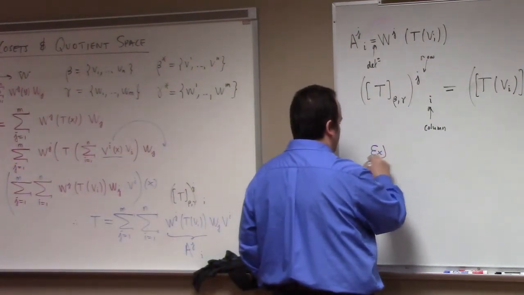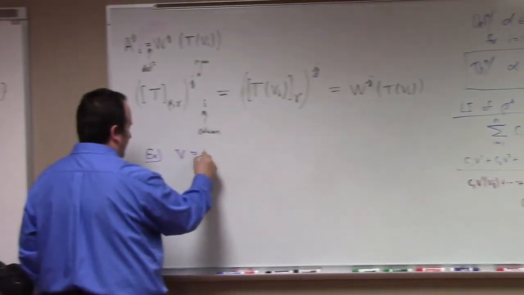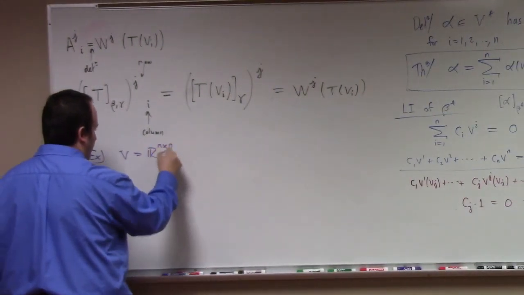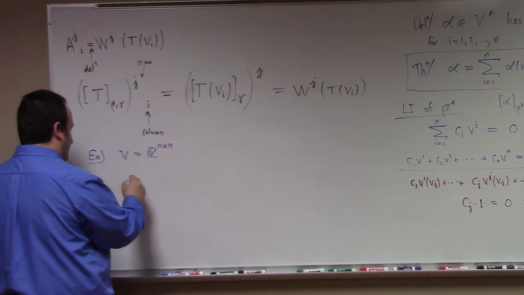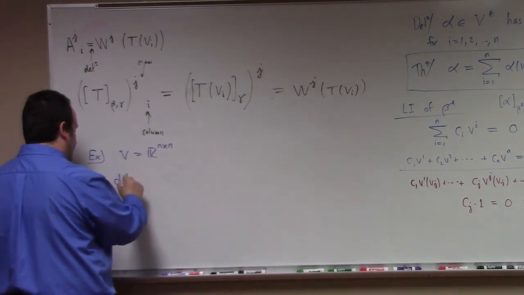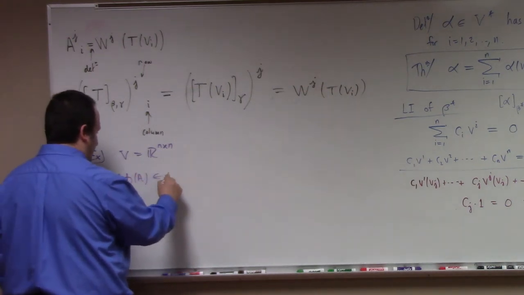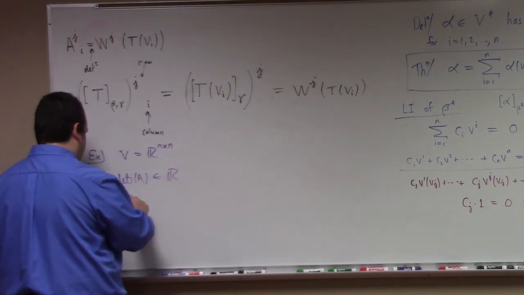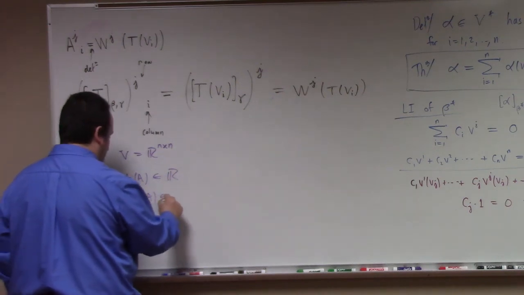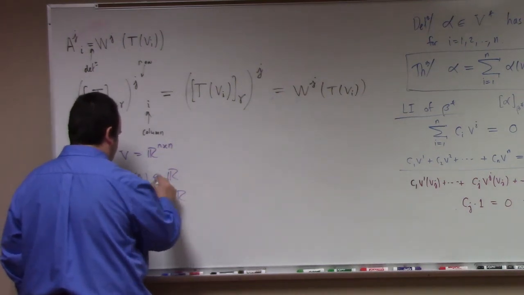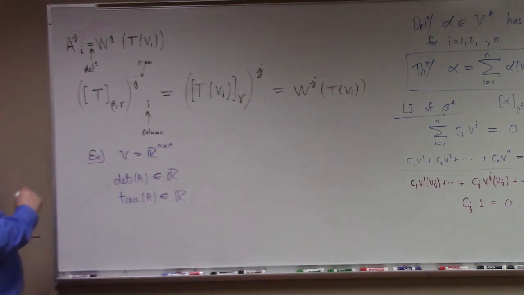A quick example. If we take V equals R^(n by n), can you tell me a linear functional? Here, I'll give you two. The determinant of A, well, that's an element of the reals, right? The trace of A, that's an element of the reals, right? These both have nice properties. Which of these is in the dual space? Is the determinant in the dual space, or is the trace in the dual space? Which is, which isn't?